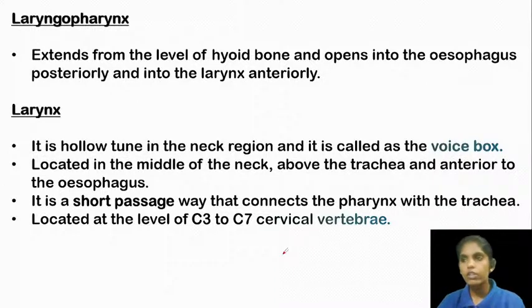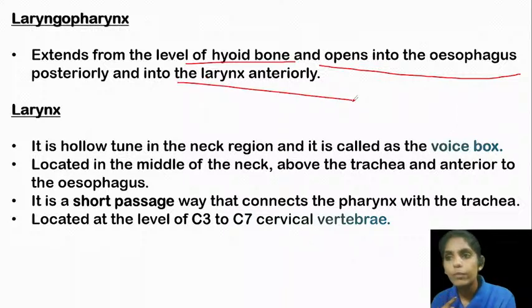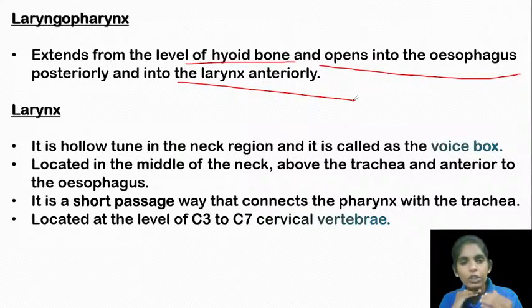And the last portion is the laryngopharynx. It extends from the hyoid bone, so the hyoid bone is present here, and it opens into the esophagus posteriorly and the larynx anteriorly. So up to the pharynx, the passage for the air and the food is common. After the pharynx, the air will pass into the larynx and the food will pass into the esophagus. The esophagus is present posteriorly, whereas the larynx is present anteriorly. So that is about the pharynx.